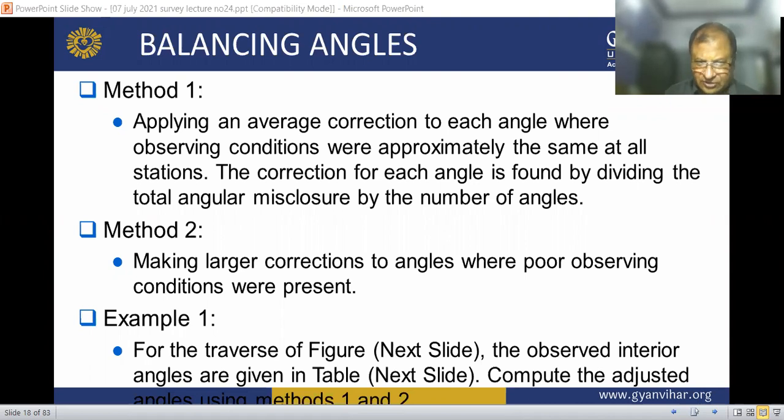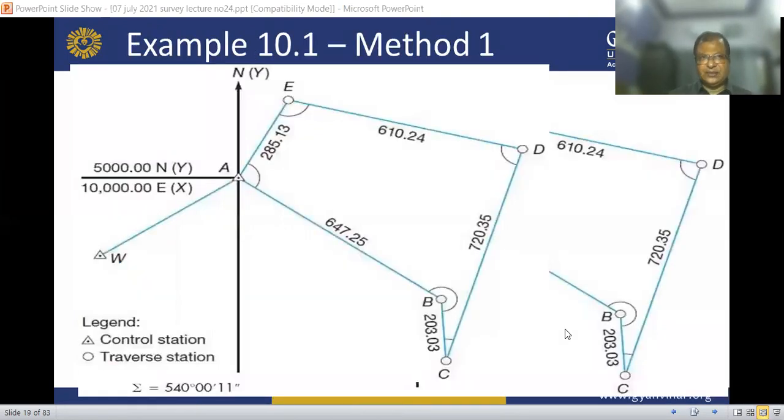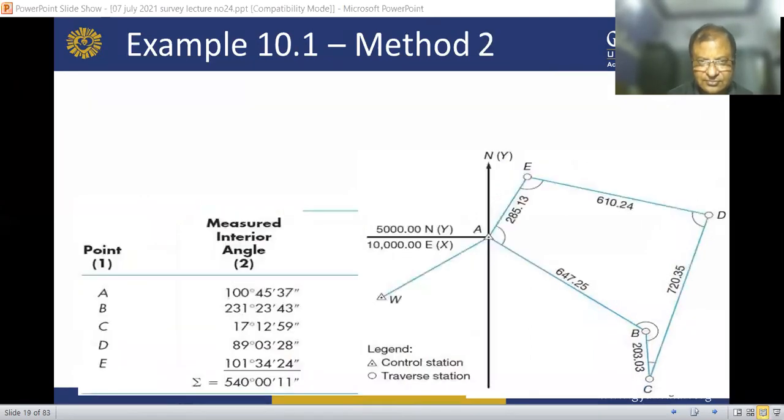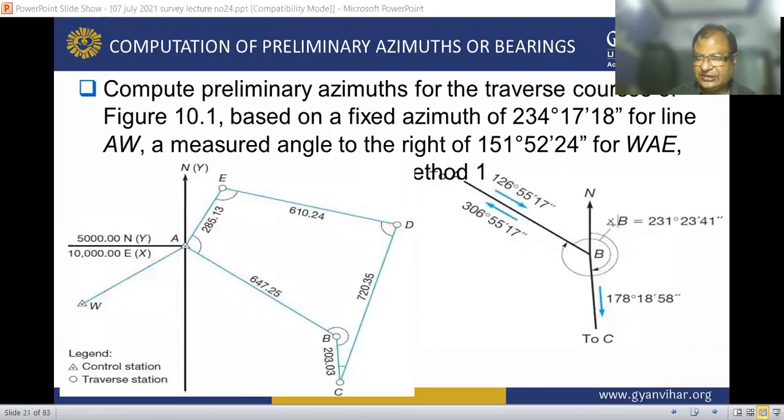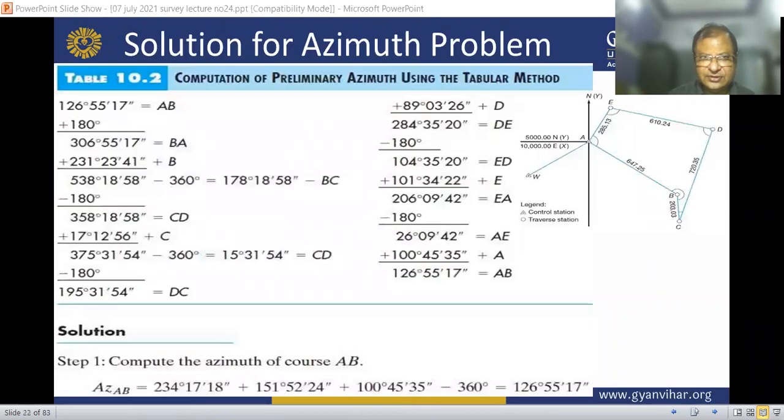For the traverse of the figure on the next slide, the observed interior angles are given in the table on the next slide. Compute the adjusted angles. This is the example. This is also the azimuth problem.